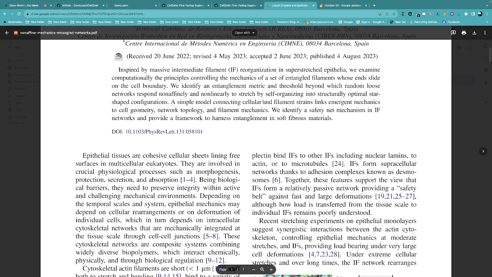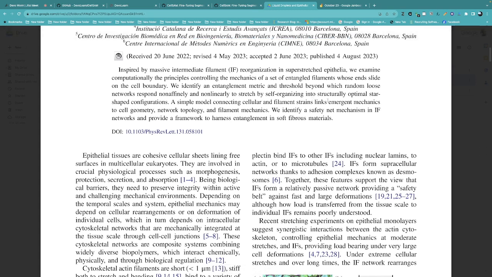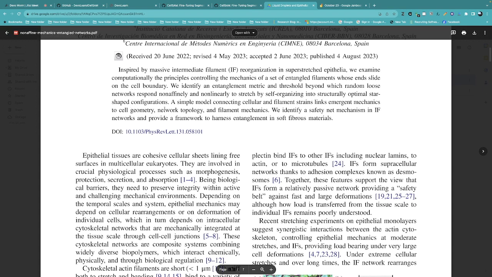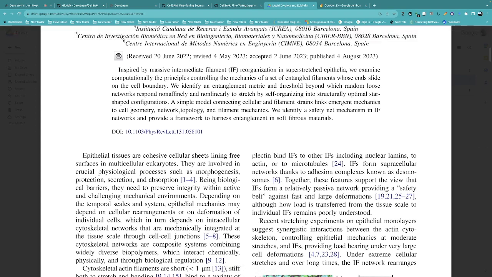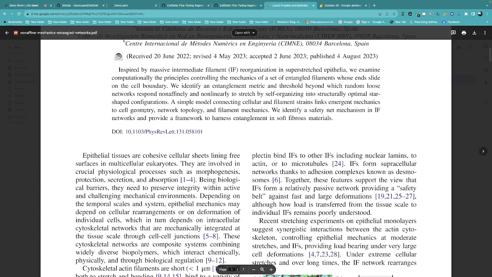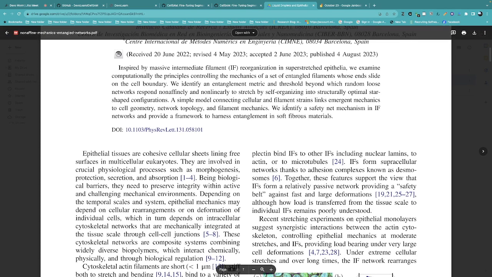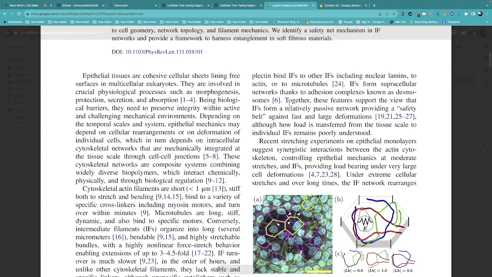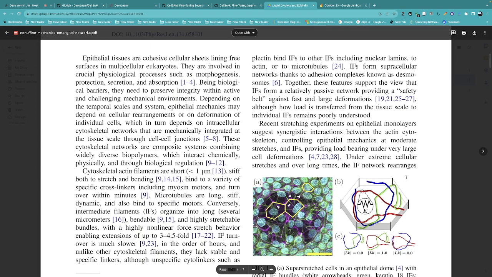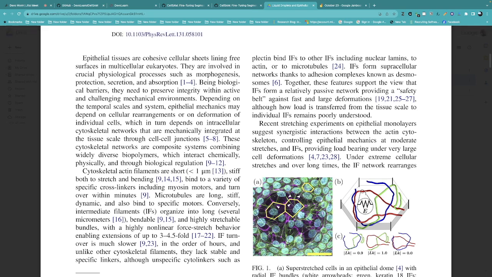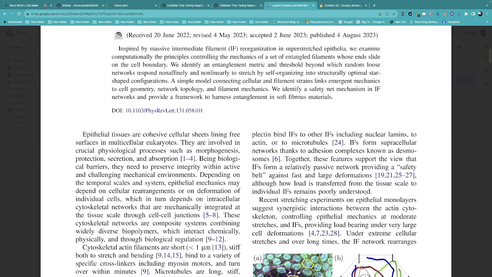A simple model connecting cellular and filament strains link emergent mechanics to cell geometry, network topology, and filament mechanics. So they're interested in the topology of the network, which is the star shape, the cell geometry, which of course changes as we've talked about, and then the filament mechanics, which are separate and apart from that, but they're basically these tangled filaments, and so they have a different mechanics than you might expect from maybe a straight array.